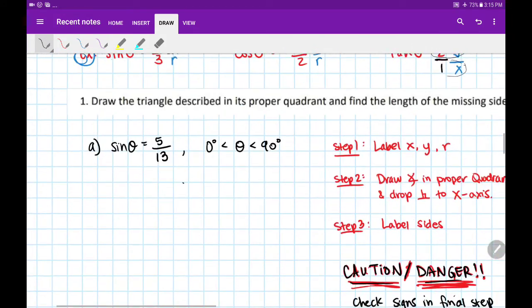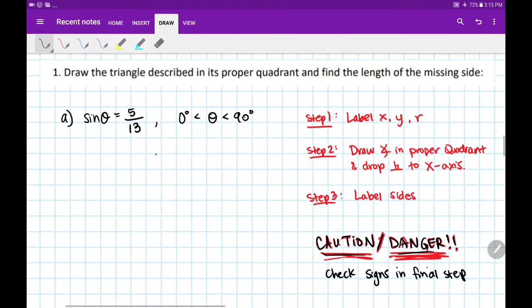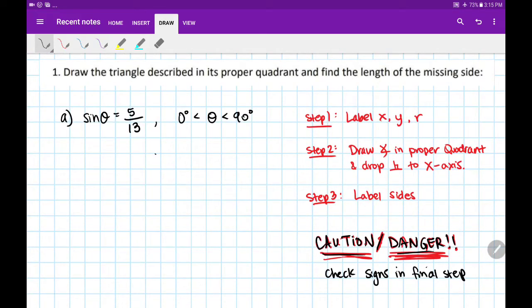So let's do exactly that for example 1. Okay, ignore these rules on the right side right now. We're just going to label our x, y, and r for sine theta. So we know that sine theta is really y over r. So I'm going to write that in. So my y is 5, my r is 13. And I need to now draw the triangle created by this trig ratio here. So step 1 is actually complete. I labeled my x, y, and r, or at least the ones that I have.